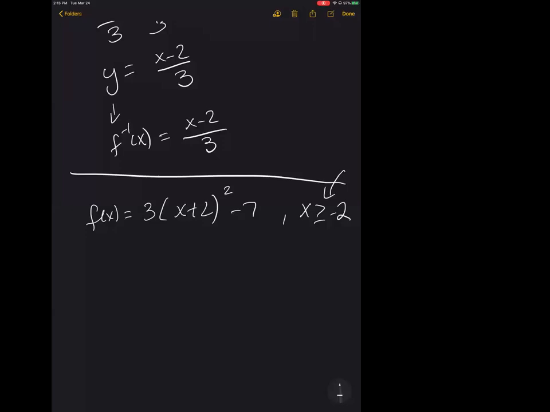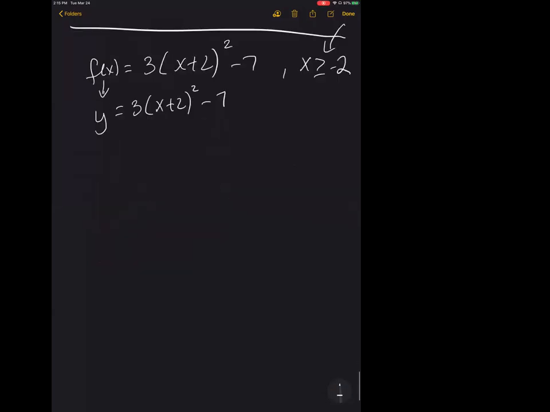So, first step number 4, change f of x to y. So y is equal to 3 times x plus 2 squared minus 7. Yeah, the domain doesn't play much of a role yet, so we don't use it. Then, just like before, you switch x and y. So everywhere you see y, you write x. Everywhere you see x, you write y.